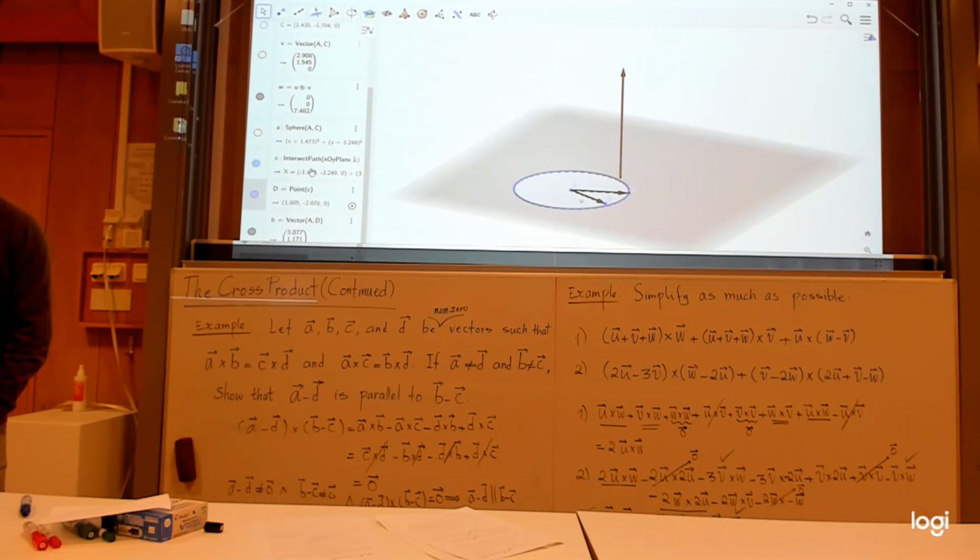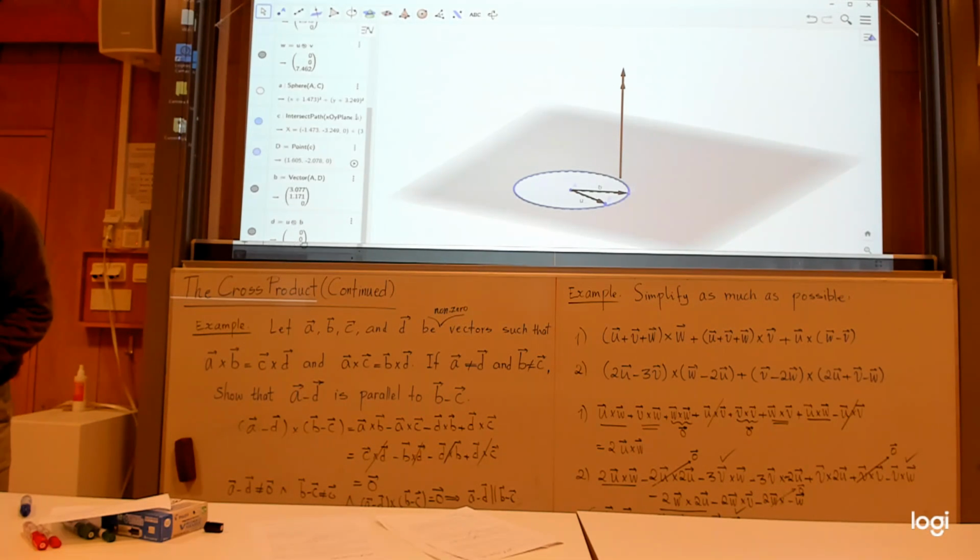Where is vector AD? Is there any name for vector AD? Show label. It's vector B now. Anyway, that's vector B. So let me write one more: the cross product of vector U and B this time. So do you understand what I'm doing? It's not complicated.